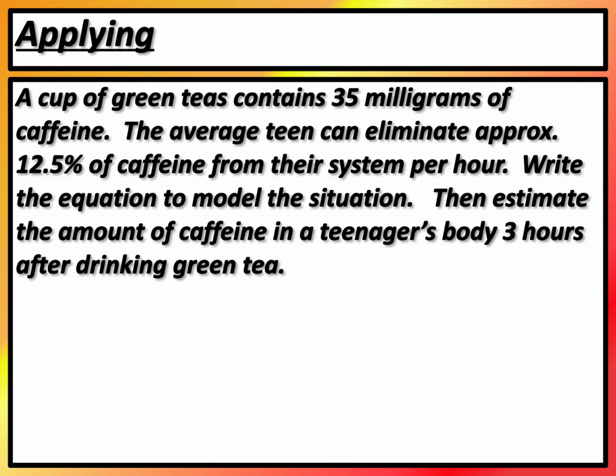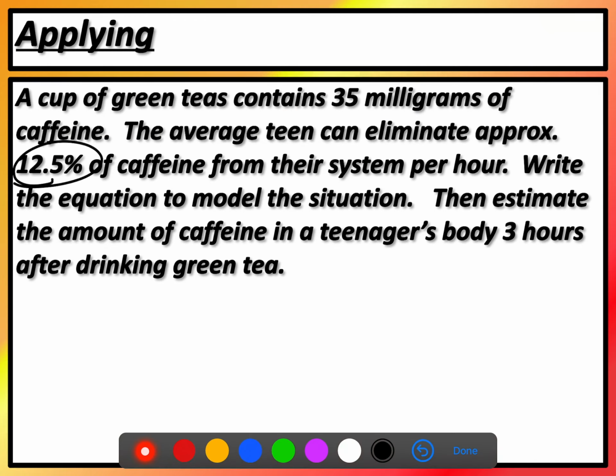So a cup of green tea contains 35 milligrams of caffeine. The average teen can eliminate approximately 12.5% of caffeine from their system per hour. So again, there's a percent. That's our key. Write an equation to model the situation and then estimate the amount of caffeine after 3 hours. Okay, so we have to determine if it's growth or decay. So that key word there, eliminate, that means decay. So we're going to be using 1 minus in our base.